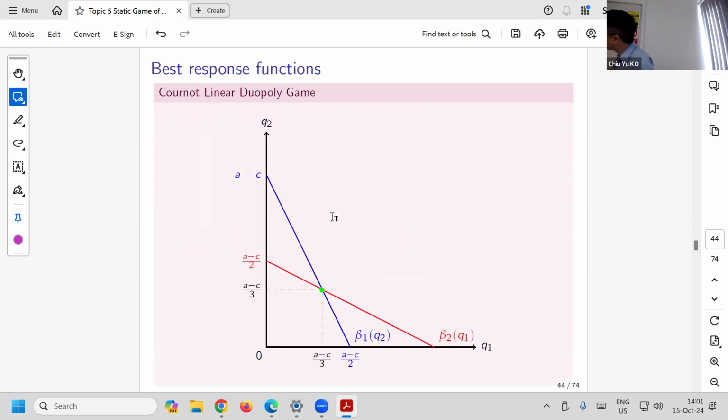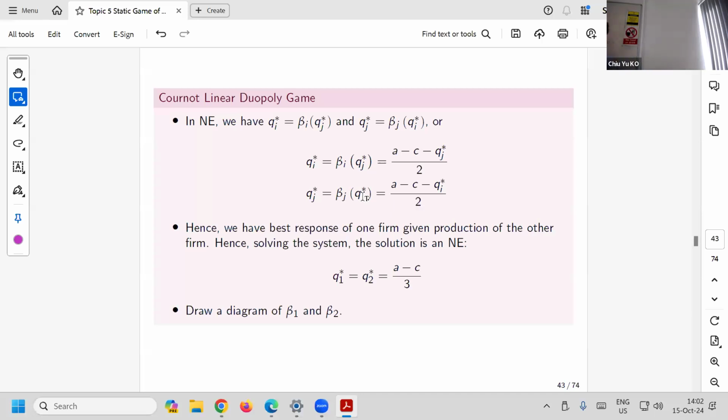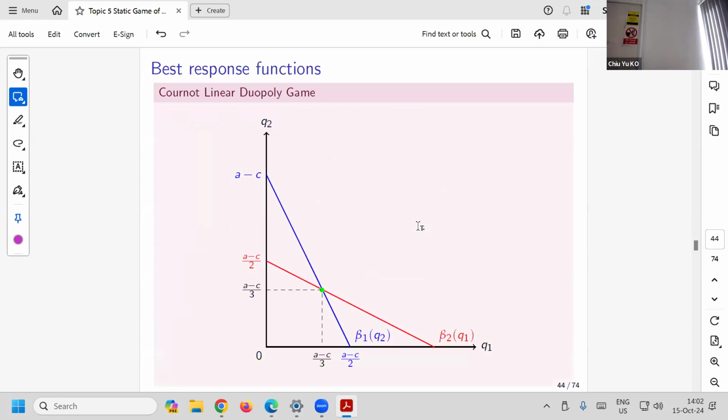But here would be the best response curve. How do you see this? This, beta 1 of q2, is coming from this. If qj is 0, q2 is 0, q1 is (a minus c)/2. So repeat: if q2 is 0, q1 is (a minus c)/2.